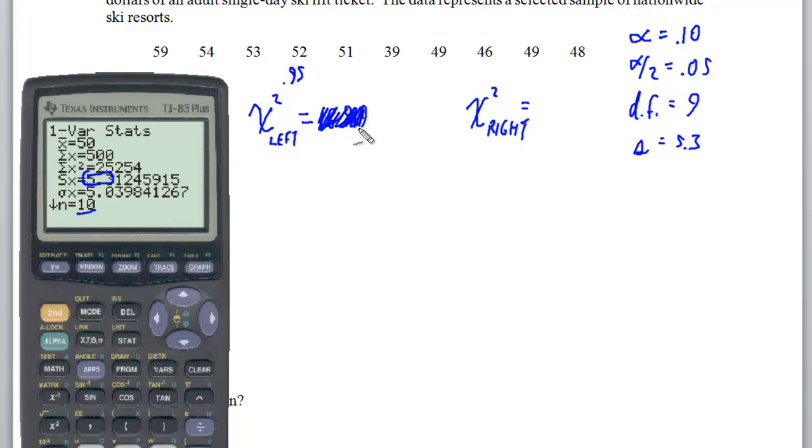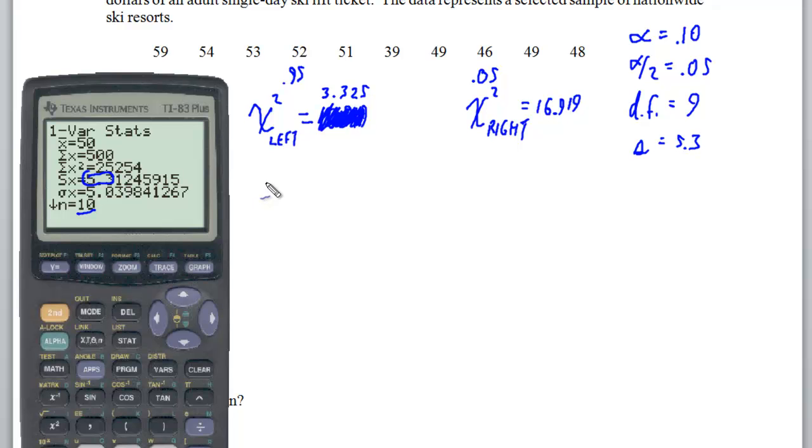That was my right value, 16.919. And this is going to be 3.325. So for many of you who paused the video there and quickly scrambled to the book, sorry about that. And this is going to be 0.05. All right, so here's what we're going to do here.